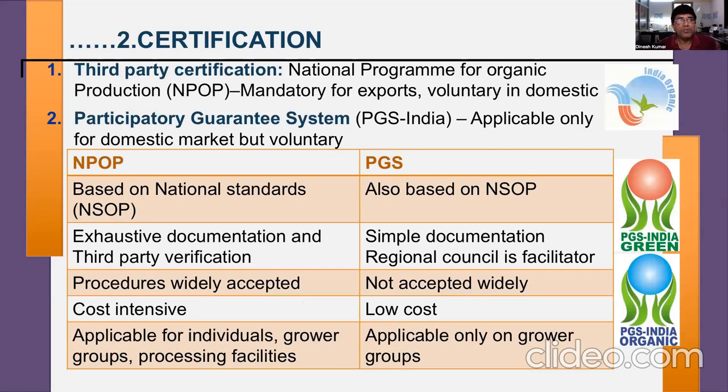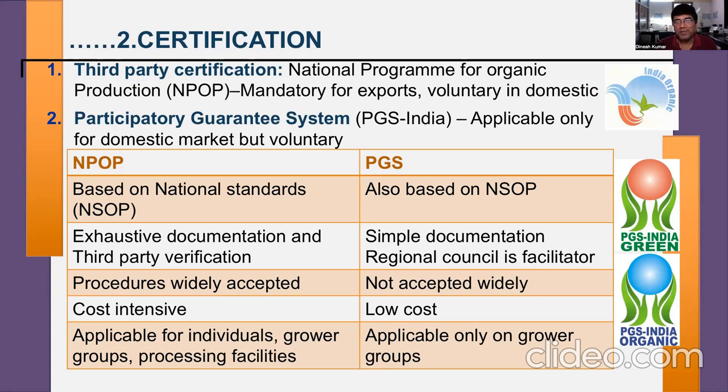Now you see, there are two kinds of certification. One is third-party certification. It is under NPOP. And the other is the participatory guarantee system. There are only two kinds of certification system in India. One is third-party. It is called third-party because the first party is the farmer. The second party is the consumer. Remember, the first party is the farmer, the second party is the consumer, and the third party is your certification agency. The certification agency is the third party. Therefore, it is called third party. It is between the producer and the consumer. Therefore, it is third party between the grower or farmer and the consumer. So the certification agency is the third party. Therefore, it is called third party certification.